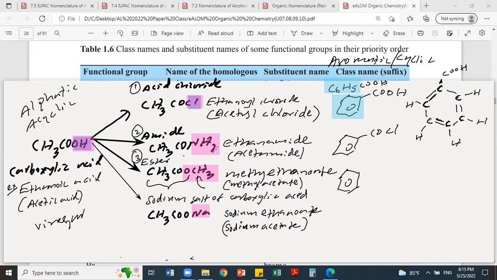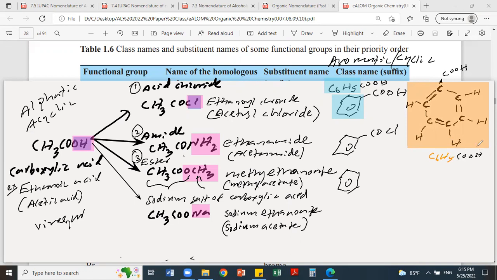So this entire thing is called C6H5. Entire thing means this part. I'll highlight this with a different color. This one is called C6H5. Is that clear now? So we can write C6H5 and then the COOH, that is called benzoic acid.